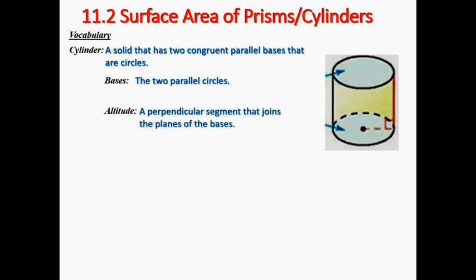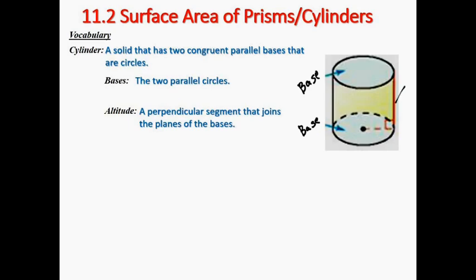A cylinder is a solid that has two congruent parallel bases that are circles. The bases are the two parallel circles. And the altitude, again, is the perpendicular segment that joins the planes of the bases. So our two bases are our parallel circles at the top and bottom, so we can label those.